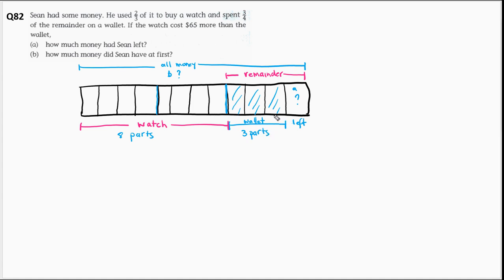Okay. Now, you could draw a comparison model to show this, but what you're looking for is the difference, aren't you? "More" is about a difference. And the difference between 3 and 8 is 5. 8 take away 3 is 5. And this is the difference.